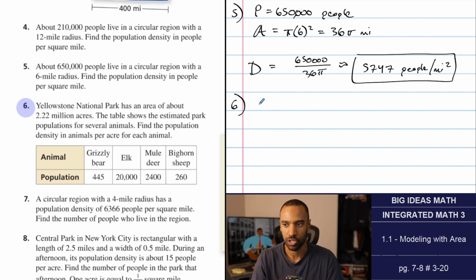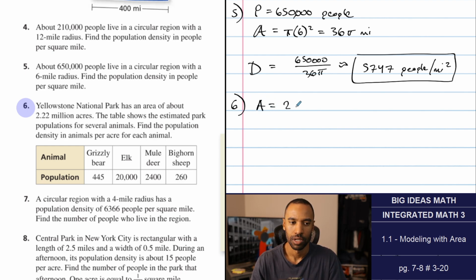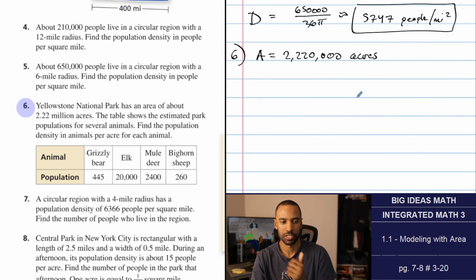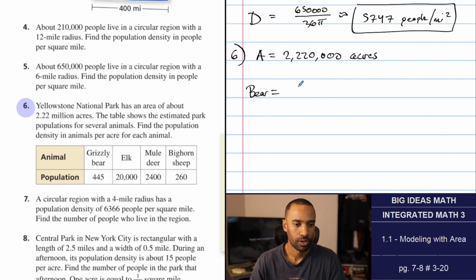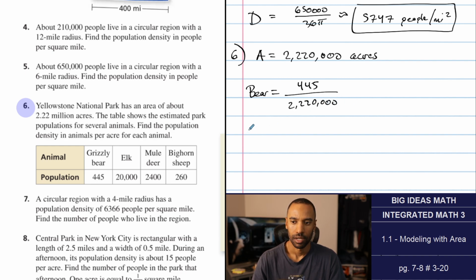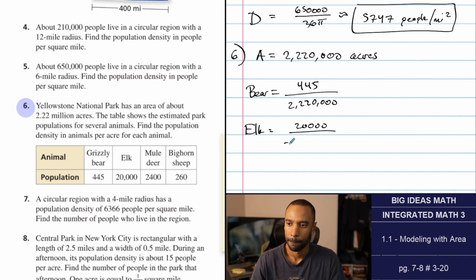So when we do this division, let's see. We'll say area equals 2.2 million, so 2,200,000 acres. We have a couple different things here. For grizzly bear, I'll just say bear. For bear, the density is going to equal 445 bears per this amount. I'll just get these set to start with. Elk is going to be this number divided by that.